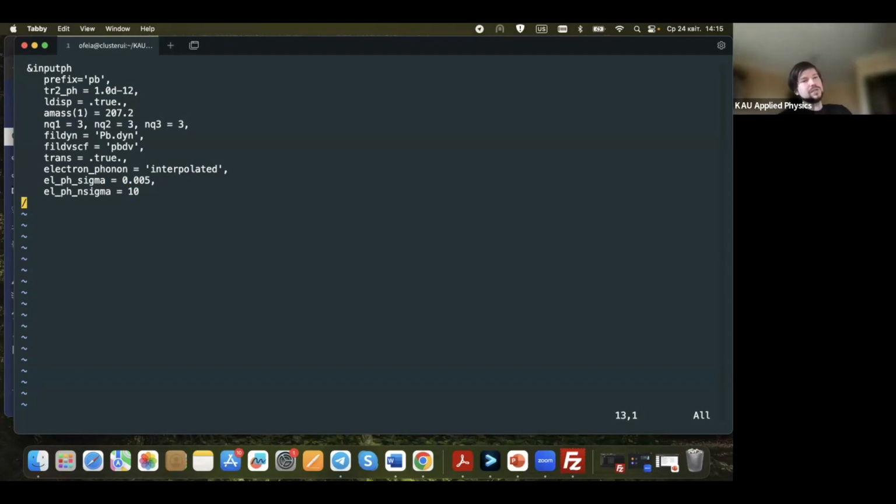And n sigma means the number of these broadening steps. So it's a broadening step 0.005, and then a number. So it will be 0.005, 0.01, 0.015, and so on. All in Rydberg, of course.